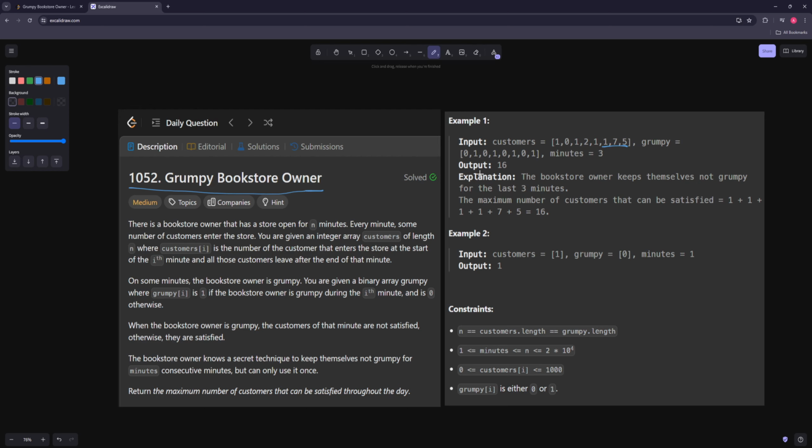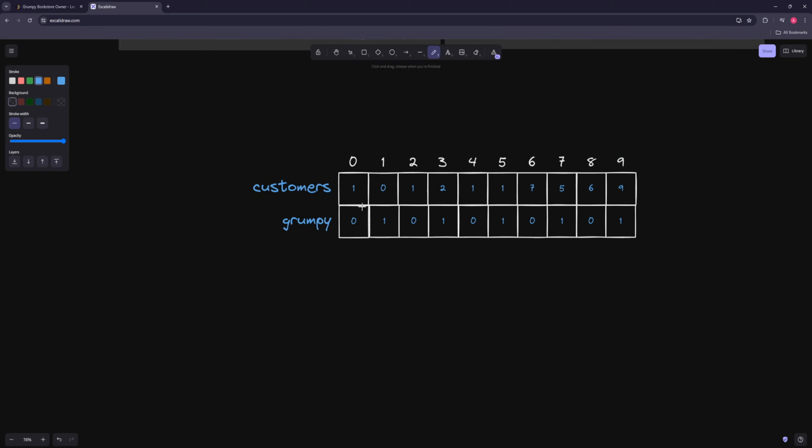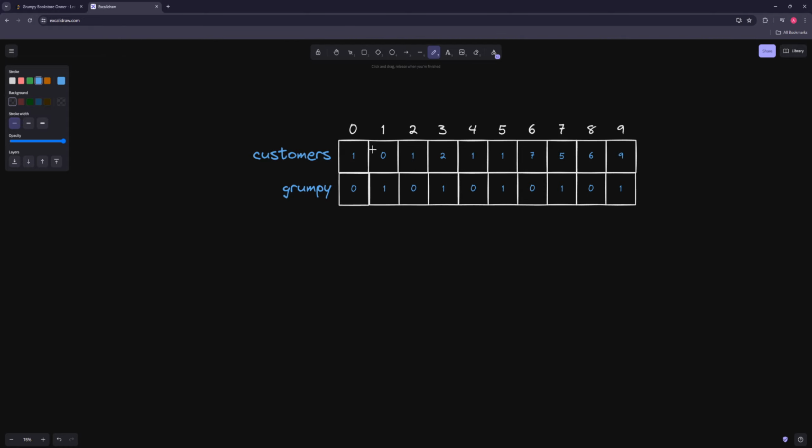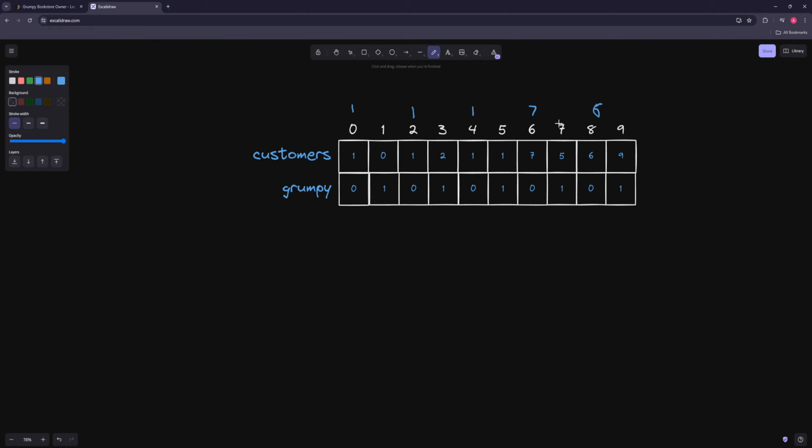Let's take a look at this example in more detail and work it out. Let's say, first of all, we don't have any secret technique. How do we calculate how many customers are happy? Customers are happy if they're here and the person isn't grumpy. So here there's 1 customer, here there's 1 customer, here there's 1 customer, 7 and 6. And anytime the owner is grumpy, those customers are not happy, right? That's what they tell you here. So if you didn't have any special techniques, you would get 16 total customers that are happy.